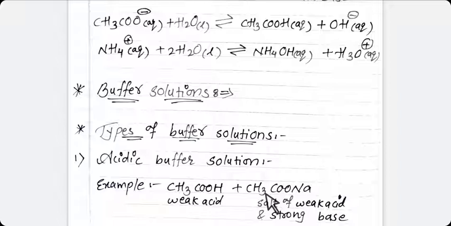Sodium acetate is CH3COONa. How do we get sodium acetate? By using acetic acid, CH3COOH, plus NaOH. So always remember, students, when preparing an acidic buffer solution, you have to use a weak acid and a salt which contains the same weak acid and a strong base.